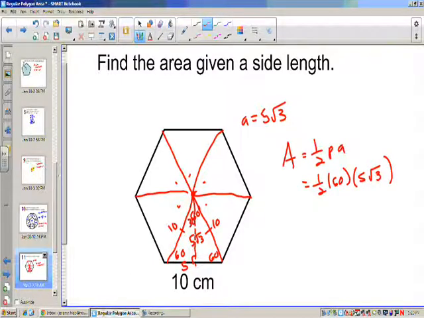So we could just multiply this out. And I got 259.8. So my area is 259.8 centimeters squared.